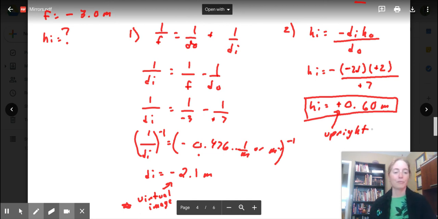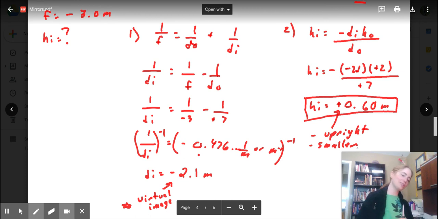Then when we look at this, okay, well, 0.6 meters, and we compare that to the height of the object, which is 2 meters. So it is smaller than the original. So upright, smaller, virtual. Bam! Answered both questions. Rocket. All right.